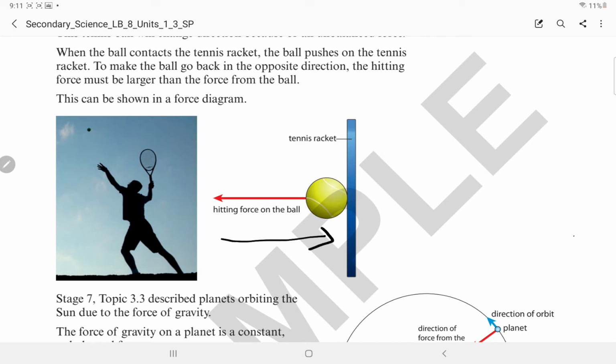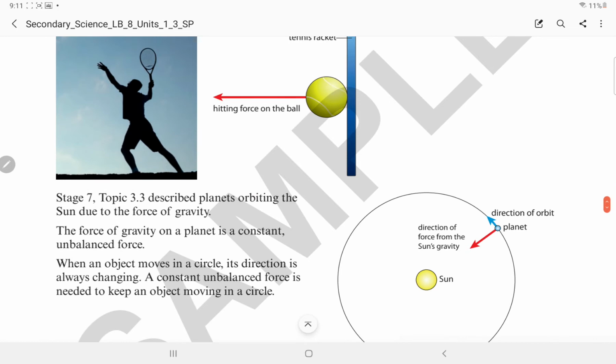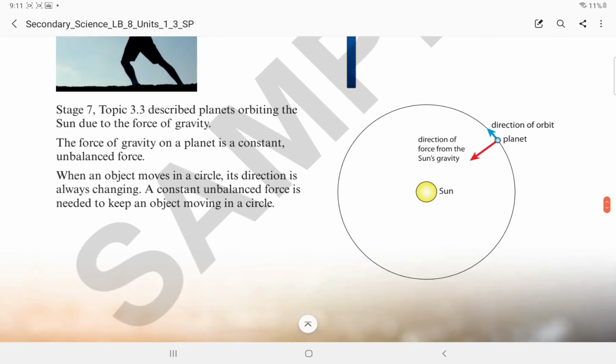Okay, so that's stage 7, topic 3.3. Topic 3.3 describes planets orbiting the sun due to what? The force of gravity. The force of gravity on a planet is constant, that is, an unbalanced force. When an object moves in a circle, its direction is always changing.